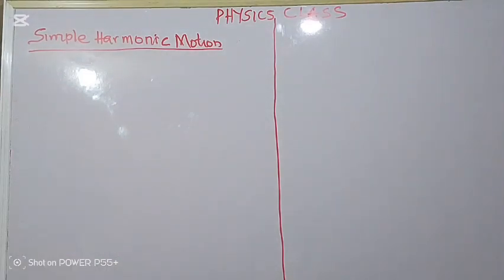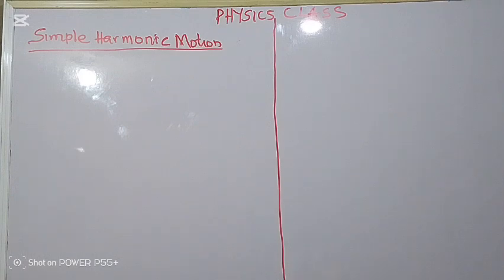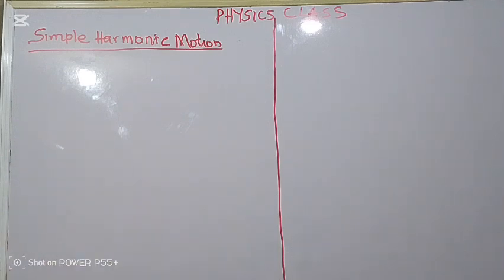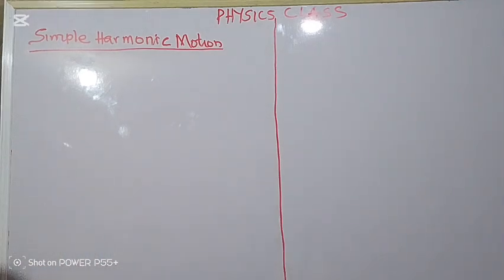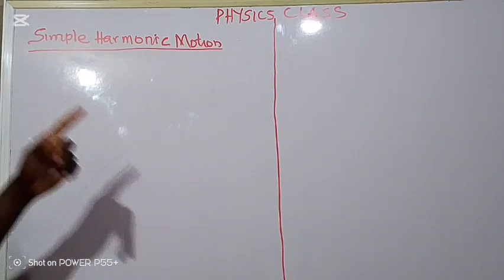When you say simple harmonic motion, it simply means the motion of a particle whose acceleration is directed toward a fixed point, or toward an equilibrium position, and the acceleration is directly proportional to the displacement from the equilibrium position. That's the simple definition of simple harmonic motion.